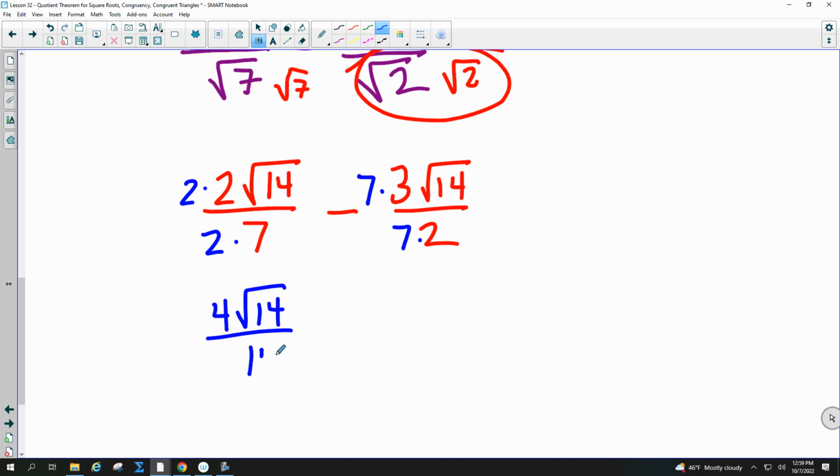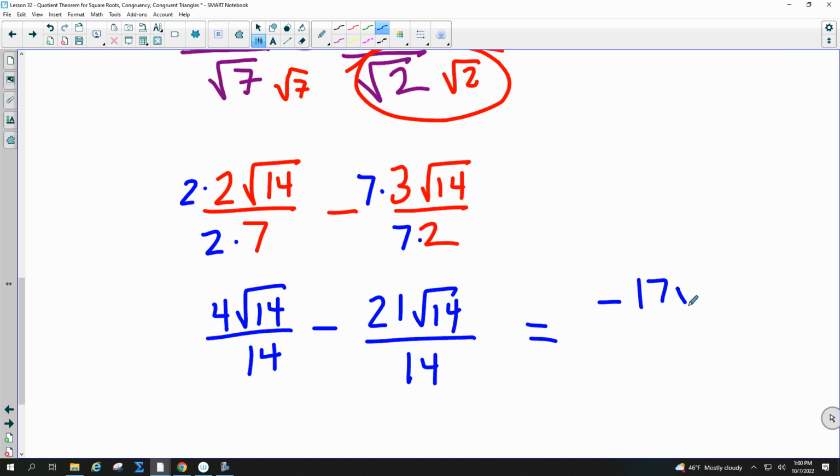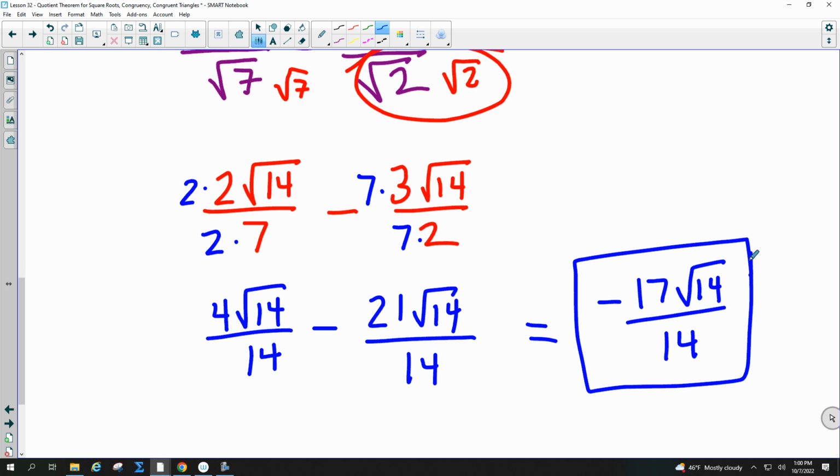And Addie, what do I get for this next one? Exactly. Okay. And now I can subtract. I have a common denominator at the same radical. So 4 minus 21 is negative 17. And then we keep our root 14 over 14. Okay. Just a bunch of radicals and fractions.